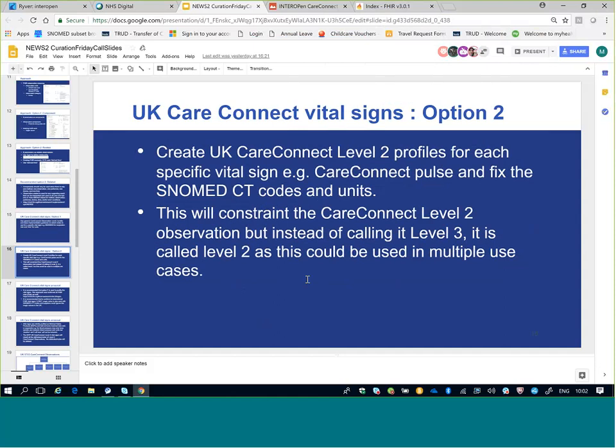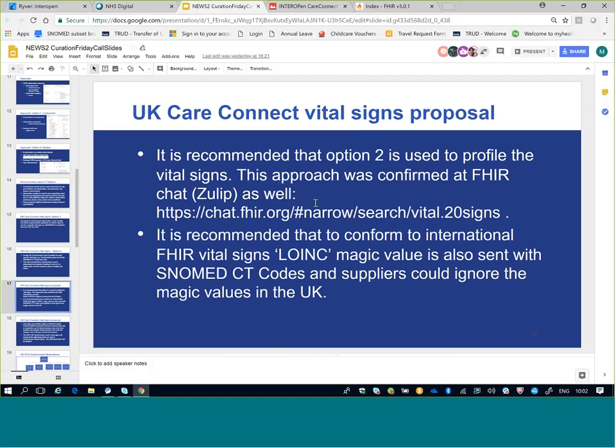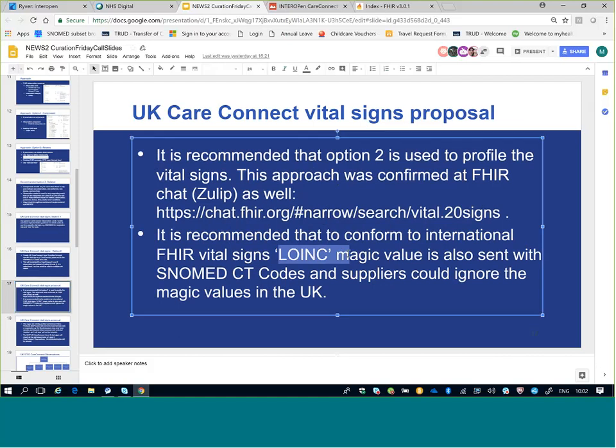We believe blood pressure, pulse, and oxygen saturation will be reusable in multiple use cases, so we call it level 2. There are other considerations for this design. The other consideration is that to be conformant to the vital signs international, we actually have to create vital signs profiles for these things, because that's the way the international spec works. And to be conformant, we also have to use LOINC codes, which we don't use in the UK.